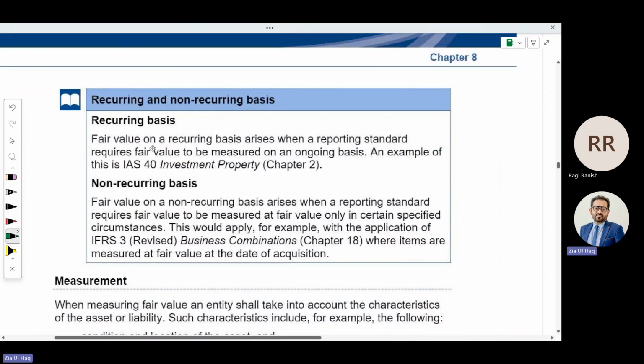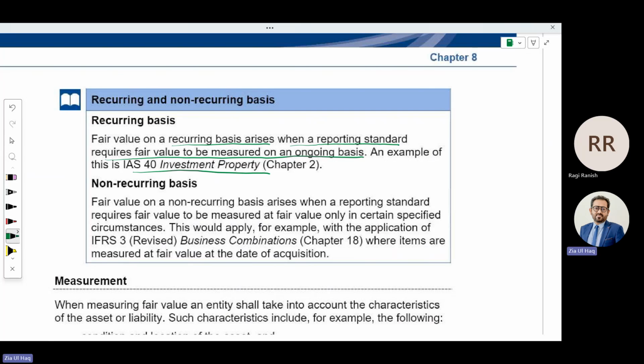What does it mean by recurring basis and non-recurring basis? Fair value on a recurring basis arises when a reporting standard requires fair value to be measured on an ongoing basis, meaning every year. An example of this is IAS 40 investment property. If you have adopted the fair value model, every year you need to check the fair value of the investment property and record the investment property accordingly. And this is excluded from depreciation if you are recording on a fair value basis.